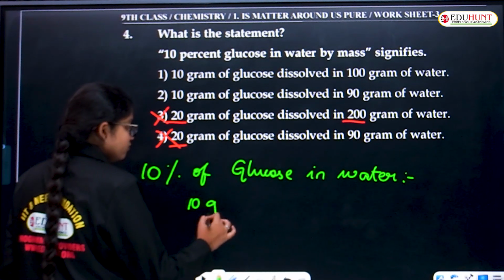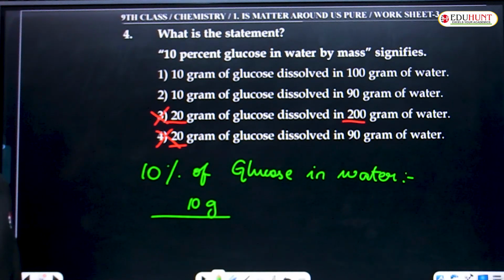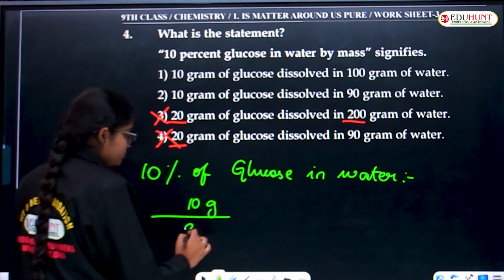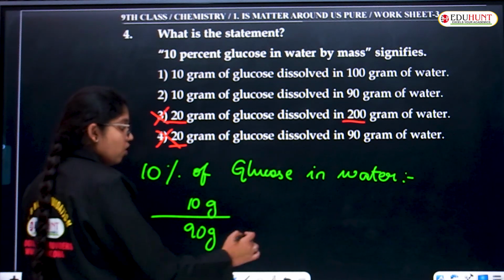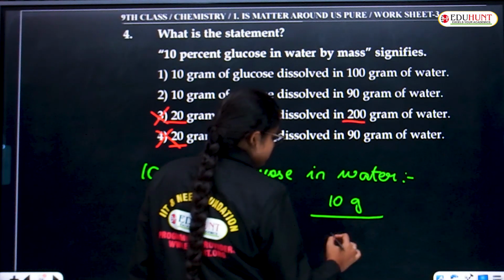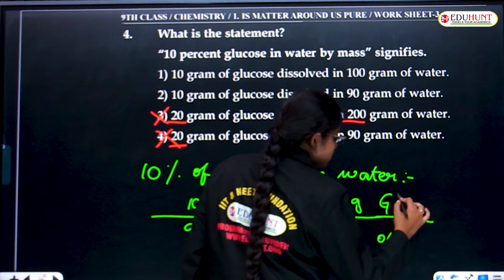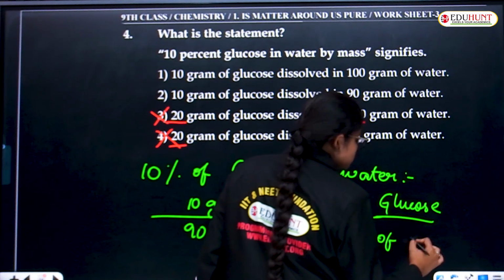10 grams of glucose by how much? Leftover one is 90 grams of water. We can write like this, or else we can write as 10 grams of glucose with the 100 grams of glucose solution. In the sense solution we can write.